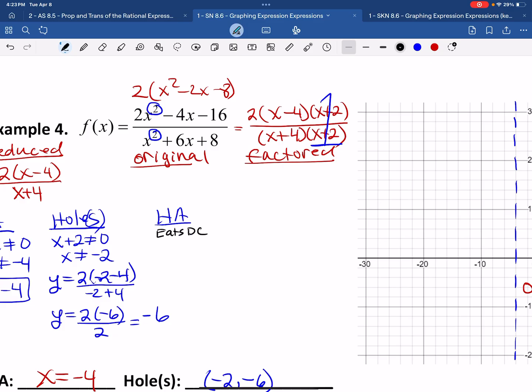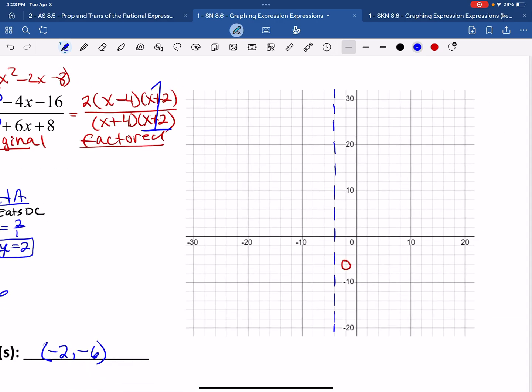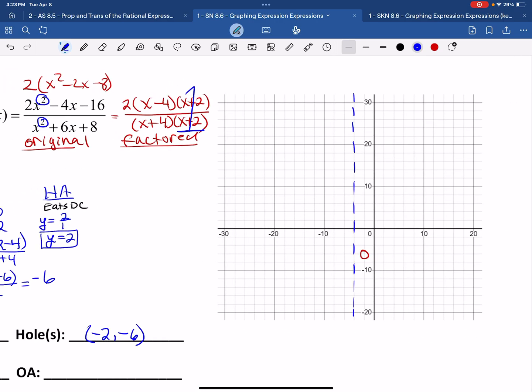So that means my equation is going to be y equals, I'm going to take the leading coefficient from the numerator, which is 2, and divide it by the leading coefficient in the denominator, which is 1. So that's going to be 2 over 1. So I get y equals 2 is my horizontal asymptote. Now remember, my graph goes by 2's, so y equals 2 is 1 line up.